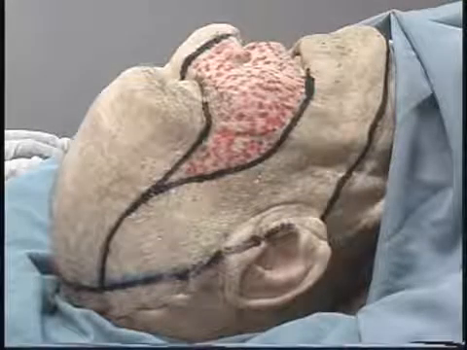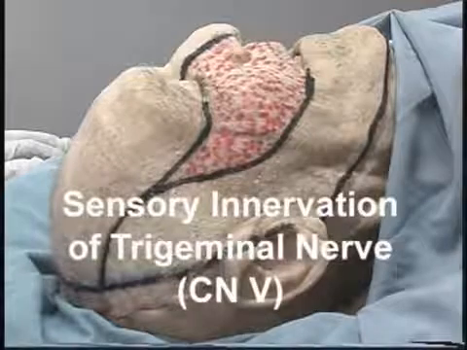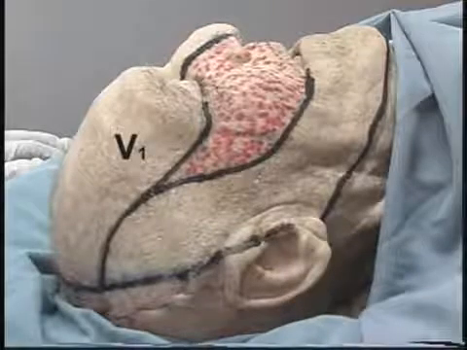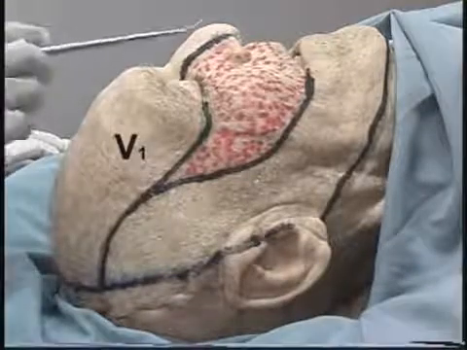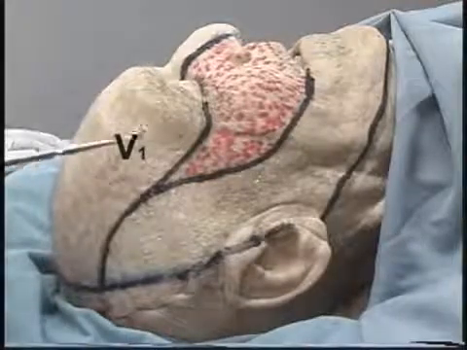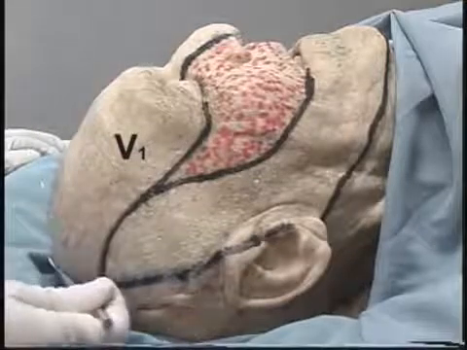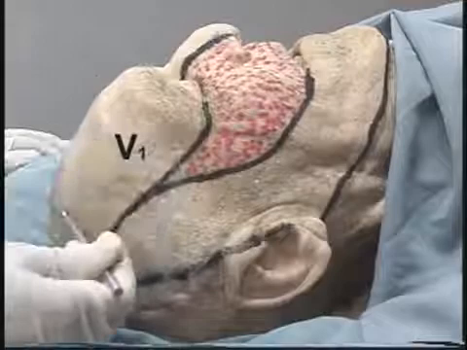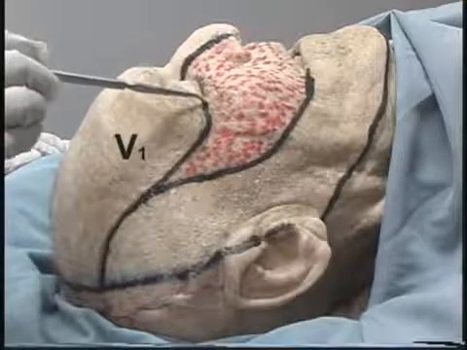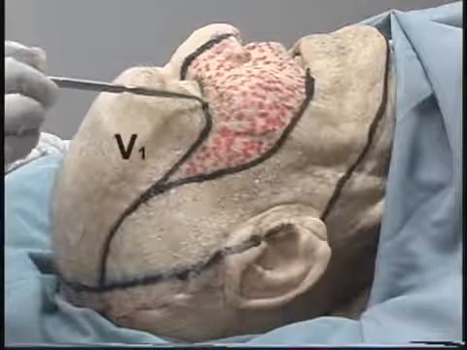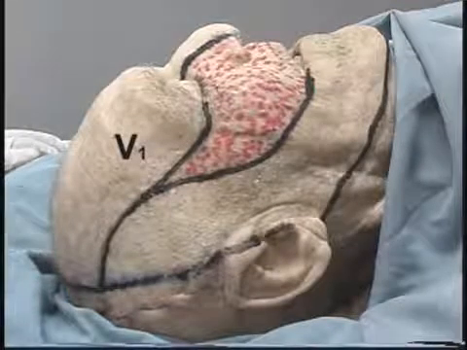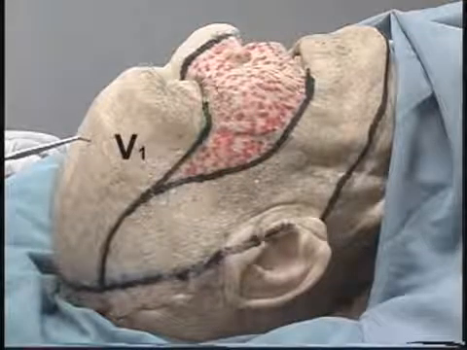On this prosection, I'm going to show you the sensory innervation of the three branches of the trigeminal nerve. The ophthalmic division supplies part of the nose, the upper eyelid, the skin of the forehead, and anterior part of the scalp. And it's here shown by this black line coming to the medial canthus of the eye, then coming from the lateral canthus of the eye and bounded by this black line. So this area is supplied by the ophthalmic division of the trigeminal nerve.